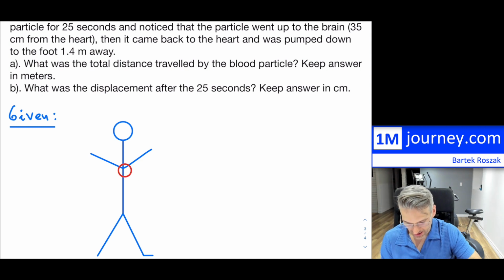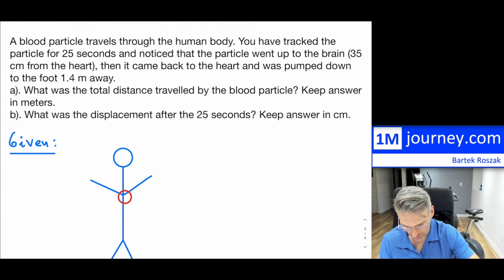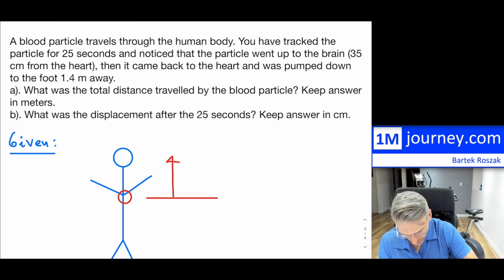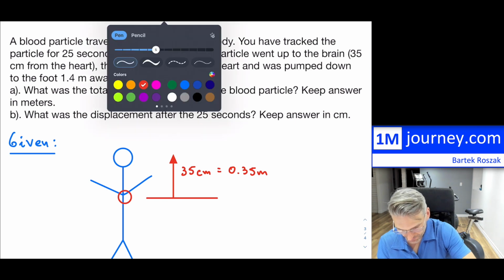And now let's take a look and see what they're saying. So they have 35 centimeters. So the particle is actually moving, right? So it goes from here, and this is the distance. So it goes up to the brain, all right? And this is supposedly 35 centimeters, which is the same thing as 0.35 meters, right? So that's just a prefix there. So that goes up there.